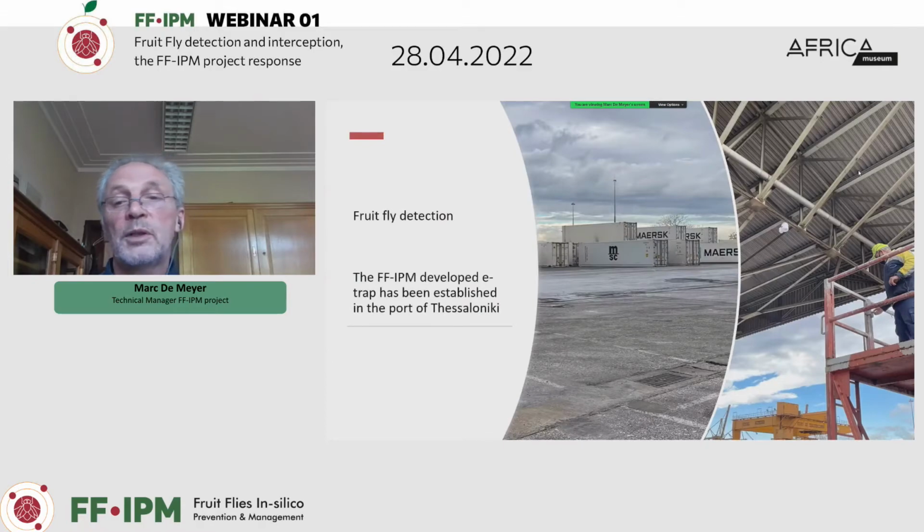So these kinds of traps have actually been developed, and at the moment we are deploying them. We are deploying them in two ways. The one that you see here is an e-trap that has been established in the port of Thessaloniki in Greece, in order to see if any emerging fruit flies from consignments that escape from the containers can be detected that way. But we're also deploying these traps at the moment in pilot orchards in different countries, linked up with the modem system, to see if this approach actually works as we want it to work.